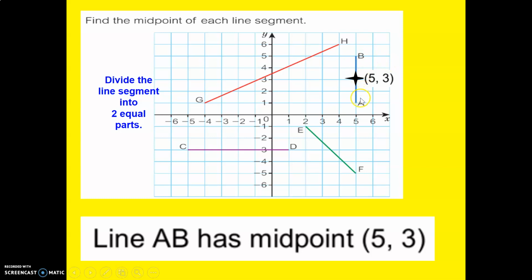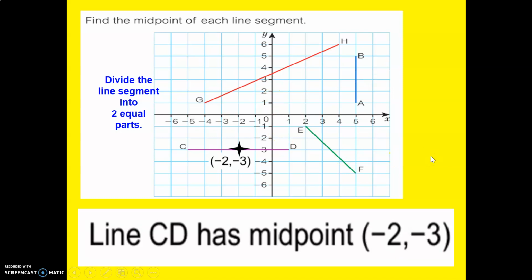This is line AB. As you can see, there are four squares: 1, 2, 3, and 4. If the length is 4 divided by 2, we have two squares, and that will be the midpoint. X equals 5 and y equals 3. Therefore, line AB has midpoint 5, 3.